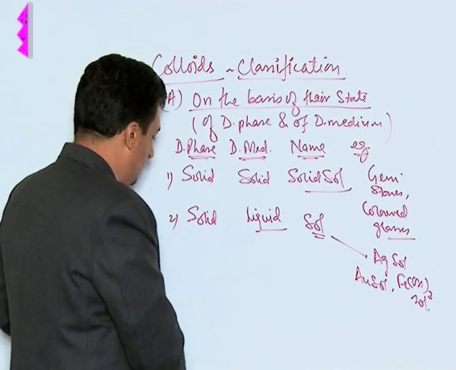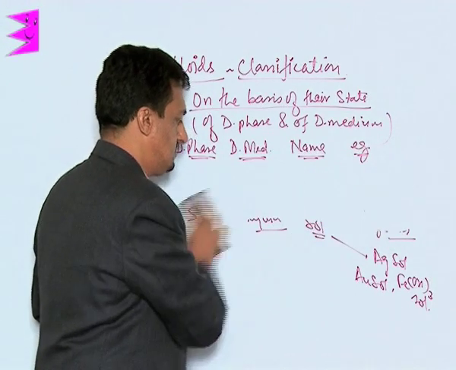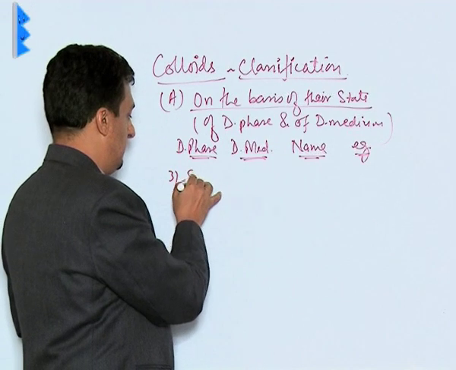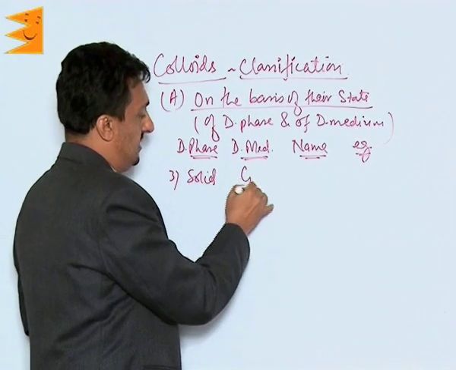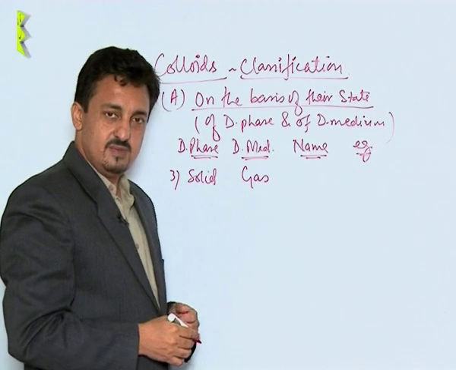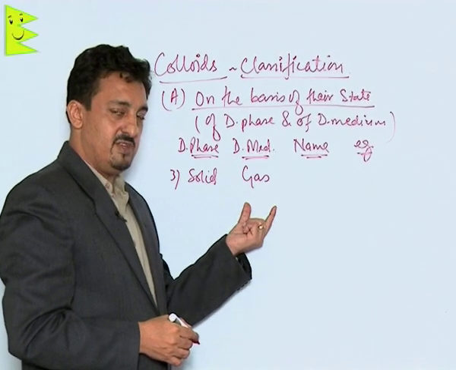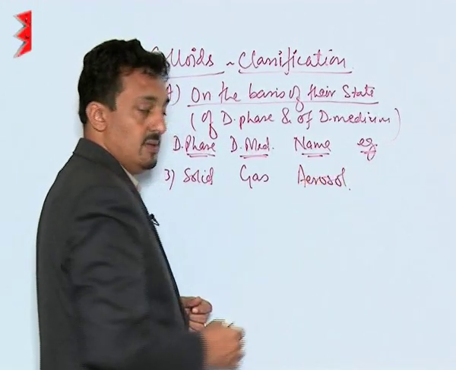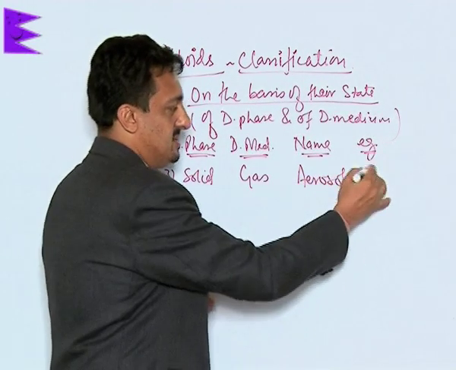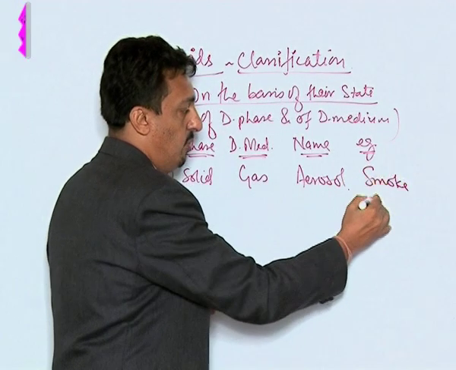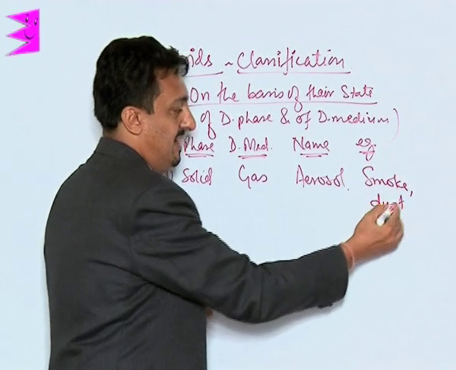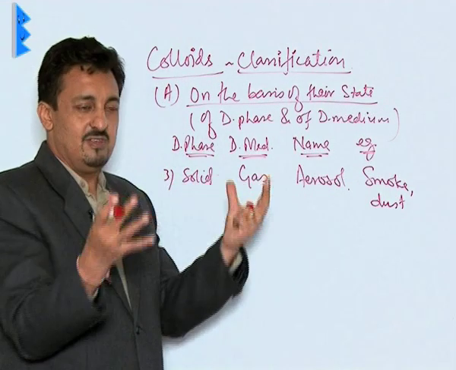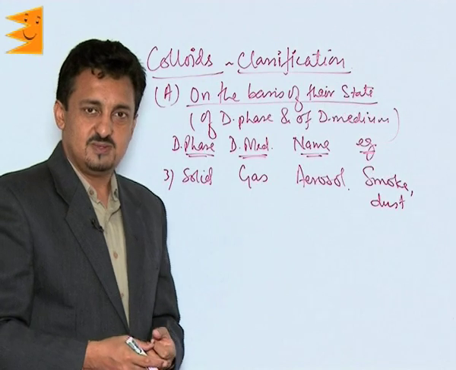Then the third type is a solid in a gaseous medium. So the dispersion phase is solid, the dispersion medium is gas. It's called aerosol. The examples are smoke, dust, etc. These are the best examples of a solid in a gas, which we can see always remain dispersed, the smoke and the dust.